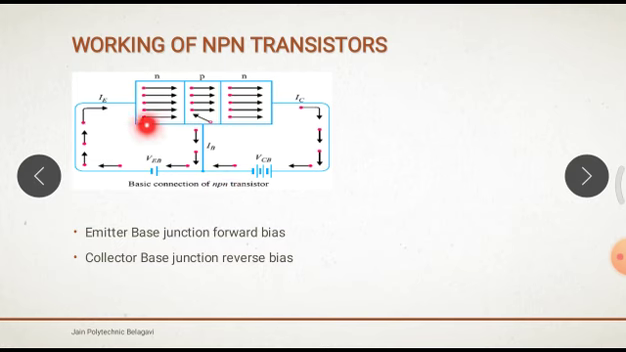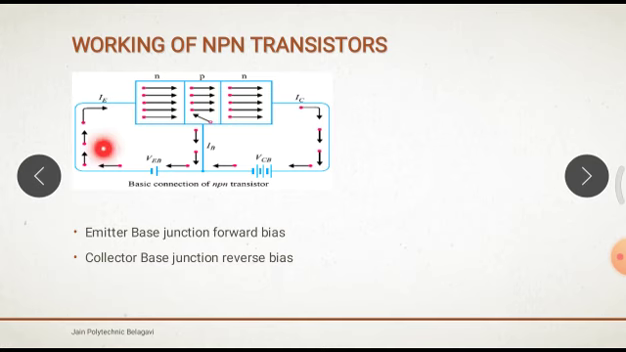Here you can see in this section, the emitter base junction is forward biased: N is connected to negative, P is connected to positive. And next, the collector base junction is reverse biased: N is connected to positive and P is connected to negative. This is a compulsory condition for the transistor to work as an amplifier. So what happens if you connect like this?